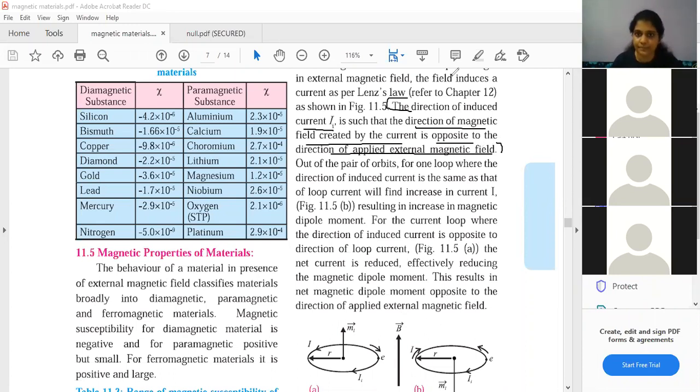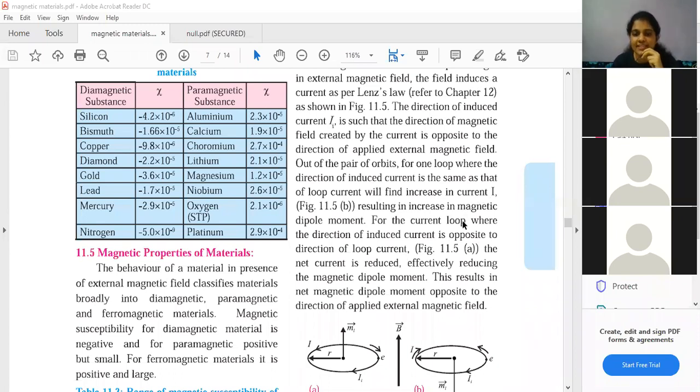Okay, let us move ahead. Out of the pair of orbits for one loop where the direction of the induced current is the same as that of the loop current, we'll find an increase in current I. Okay, so students, the second diagram that is there, you all can mark this, will find an increase part.